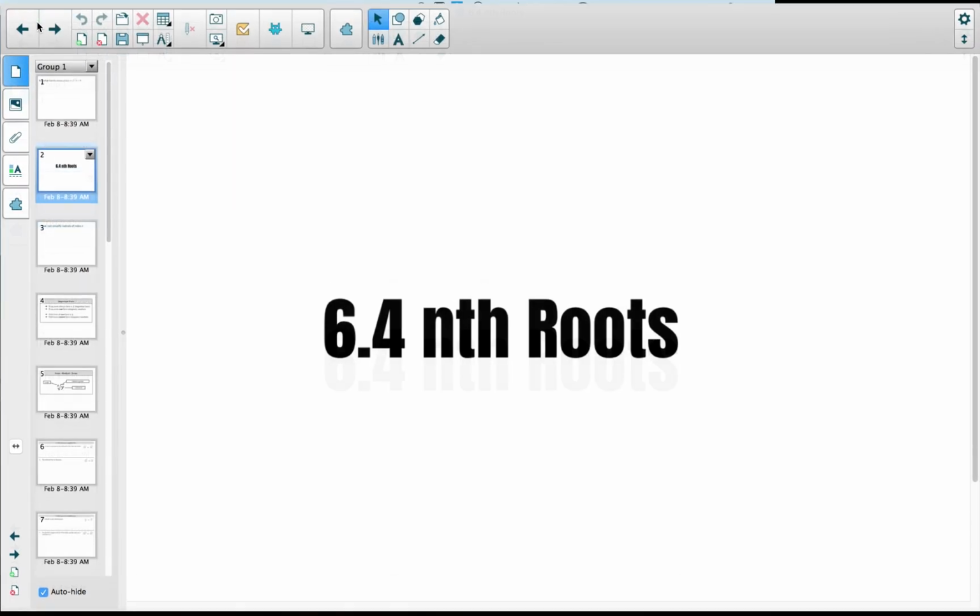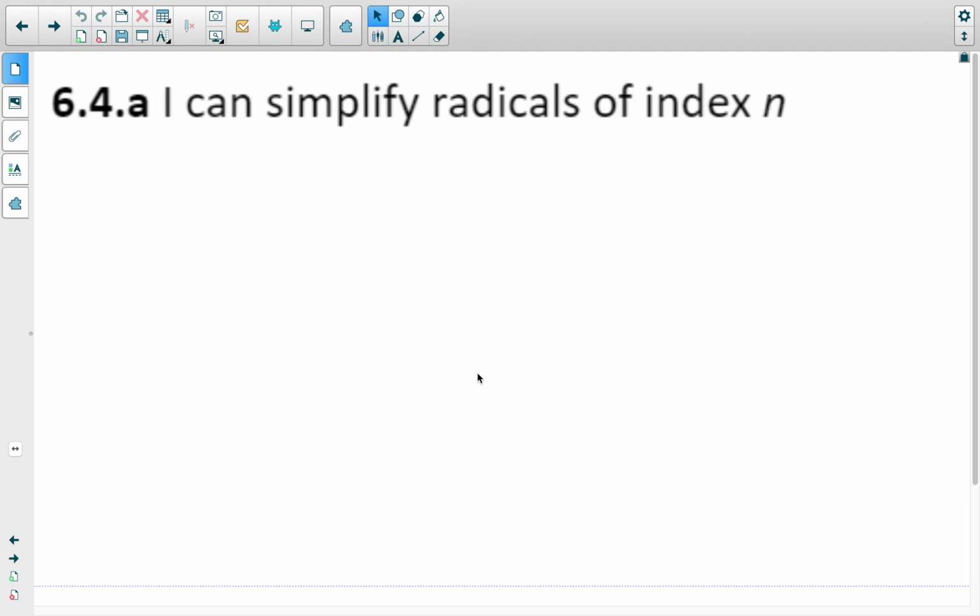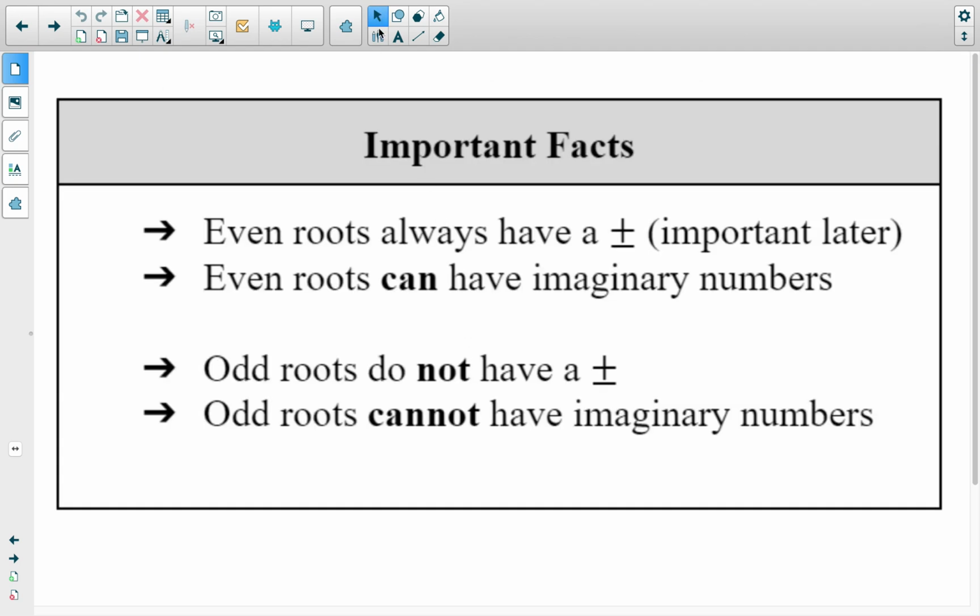This is 6-4, all about nth roots. All right, so we want to be able to simplify radicals of index n. Some important facts to keep in mind. Even roots always have a plus or minus. This will be important later. Even roots can have imaginary numbers. Odd roots cannot have imaginary numbers, and odd roots do not have a plus or minus in front of them.